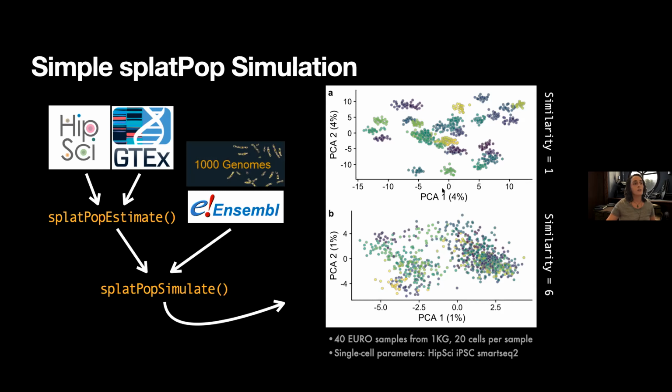So here, each color represents a different sample, and each dot is a single cell for that sample. By tuning the similarity scale parameter, I can either generate a population where the cells are more similar to the other cells from the same individual, or where we get a better mixture, where this population or the sample effect is much less dominant.